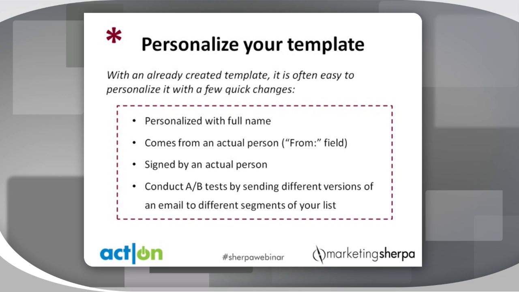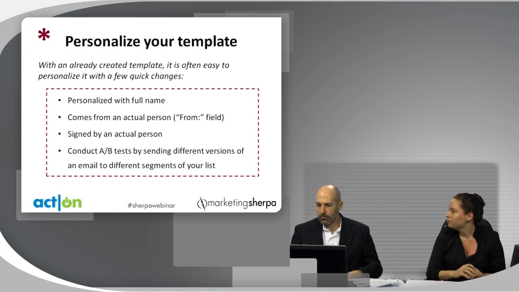Maybe it even includes their picture to further establish that connection between your company and your subscribers. And conducting A/B tests is by far the best way to know which elements of personalization are going to work best for your list. Dan?